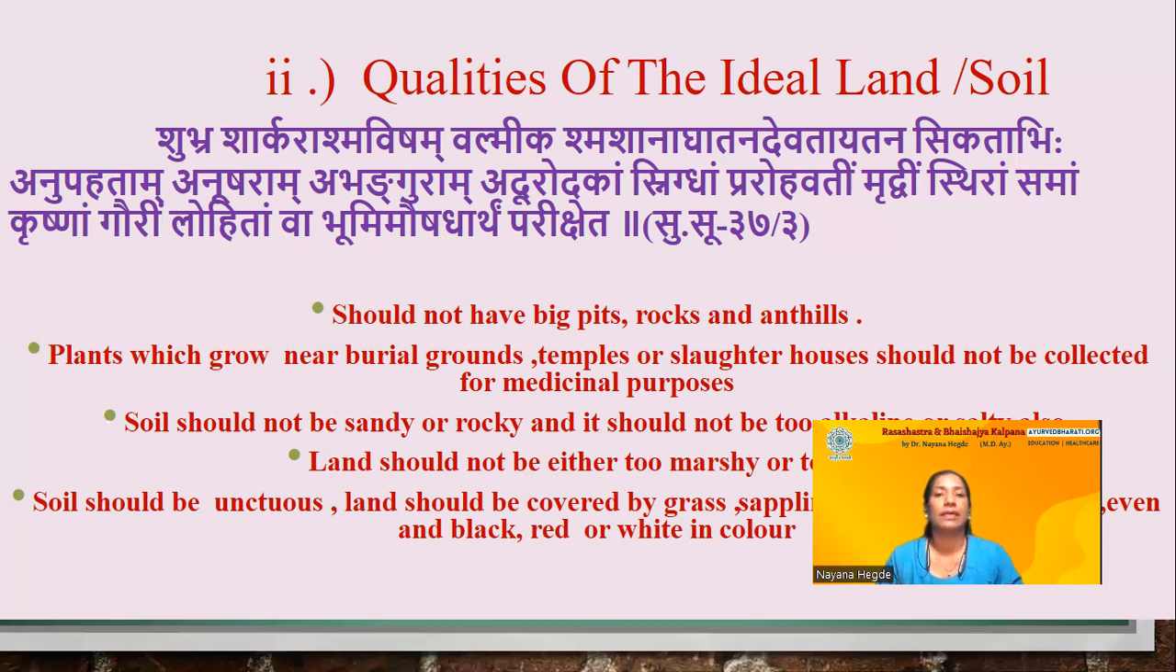So what are the qualities? It should be shubhra, it should be clean. Charkara ashma visham valmika smashana. It should not have big rocks, big pits, or ant hills. Valmika means ant hills. The land from which we collect the aushadhi dravya should not have big pits, big rocks, and ant hills. And it should not be smashana. It should not be collected from the smashana.